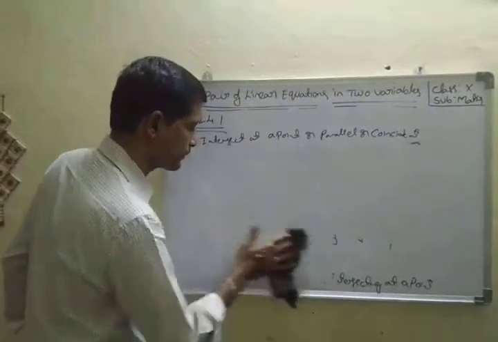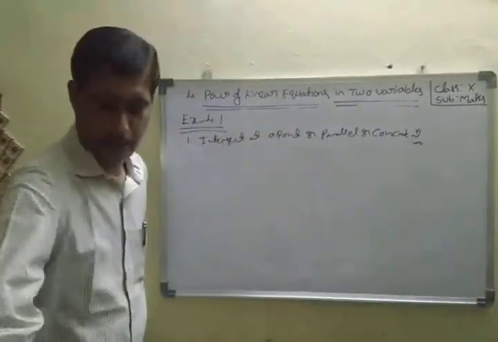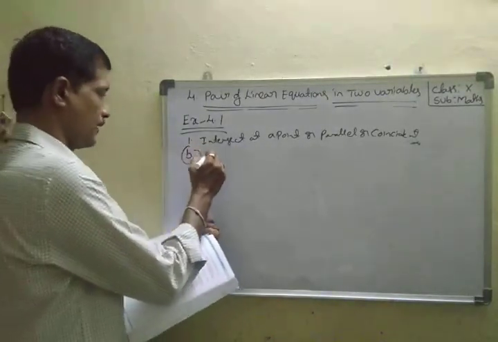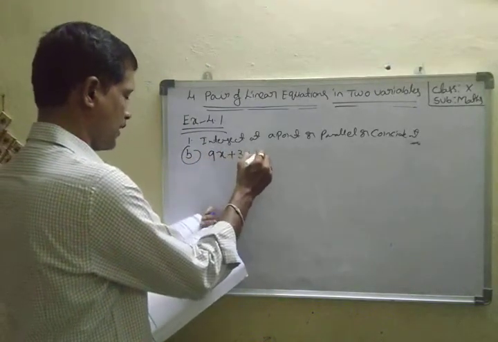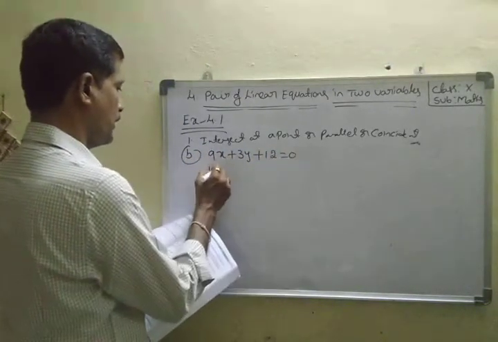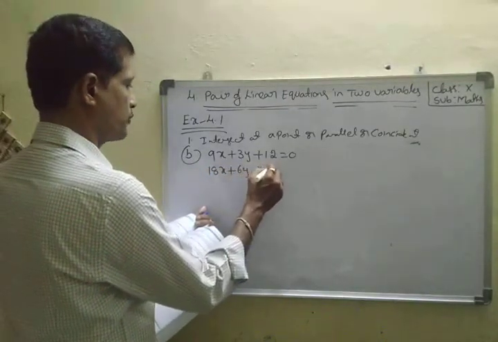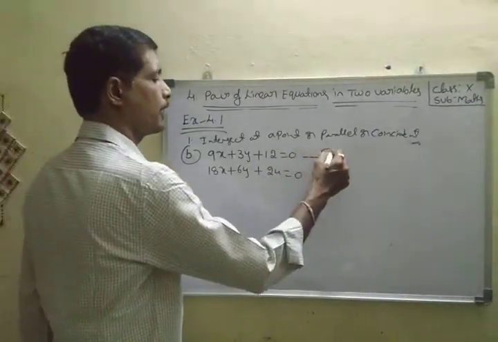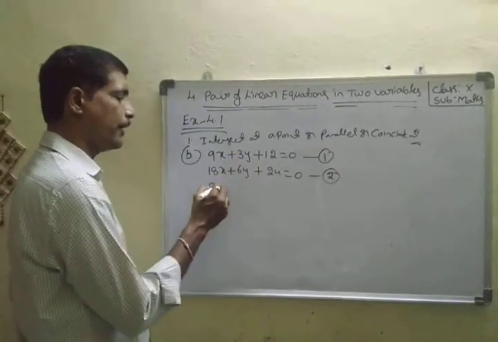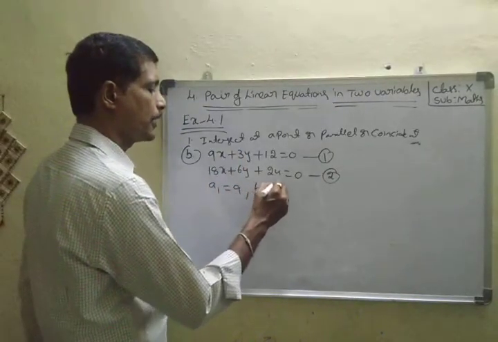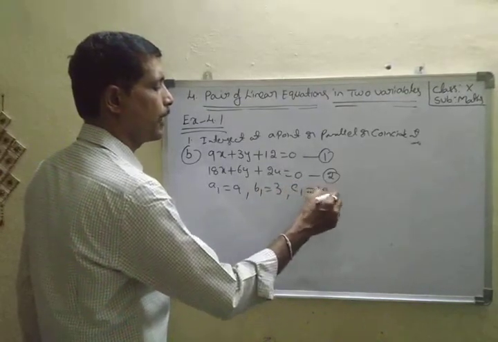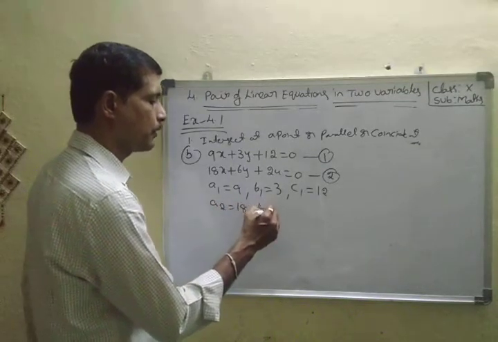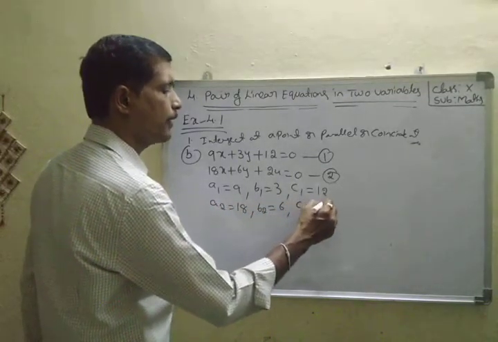Next one is the second question. In the first question, the second one: 9x plus 3y plus 12 equal to 0, 18x plus 6y plus 24 equal to 0. Here equation 1, equation 2. First write A1 equal to 9 and B1 equal to 3 and C1 equal to 12. Next, second equation, A2 equal to 18, B2 equal to 6, C2 equal to 24.